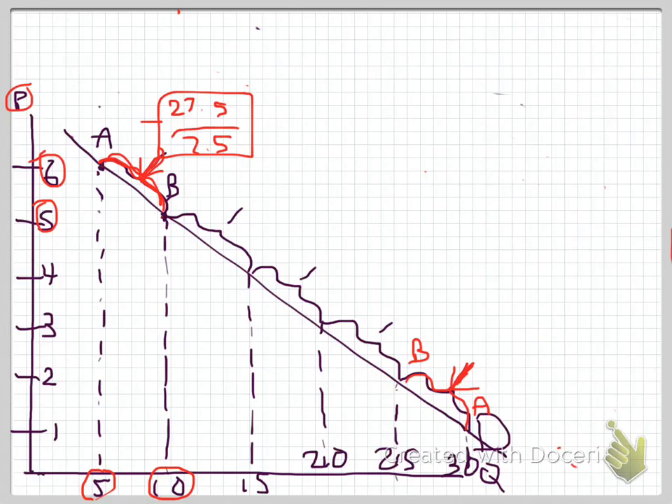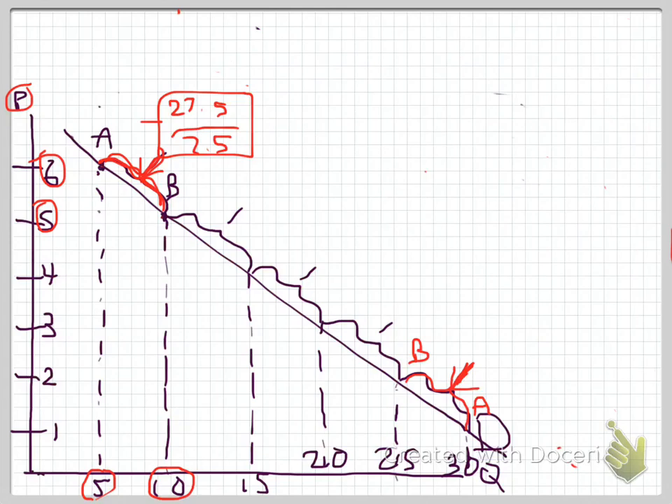Basically, elasticities of demand are going to always be negative because the relationship between price and quantity demanded is inverse. Remember that? So your elasticity is going to be negative. So our values are going to be negative.